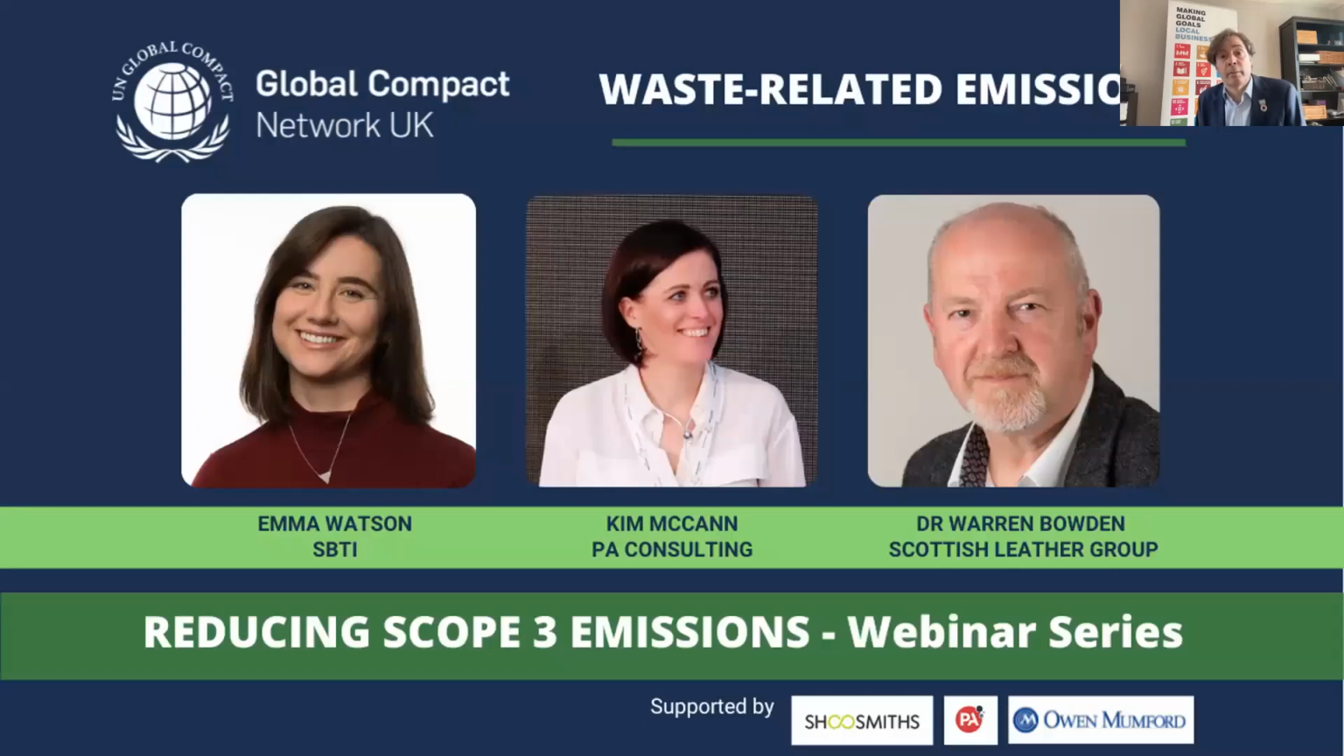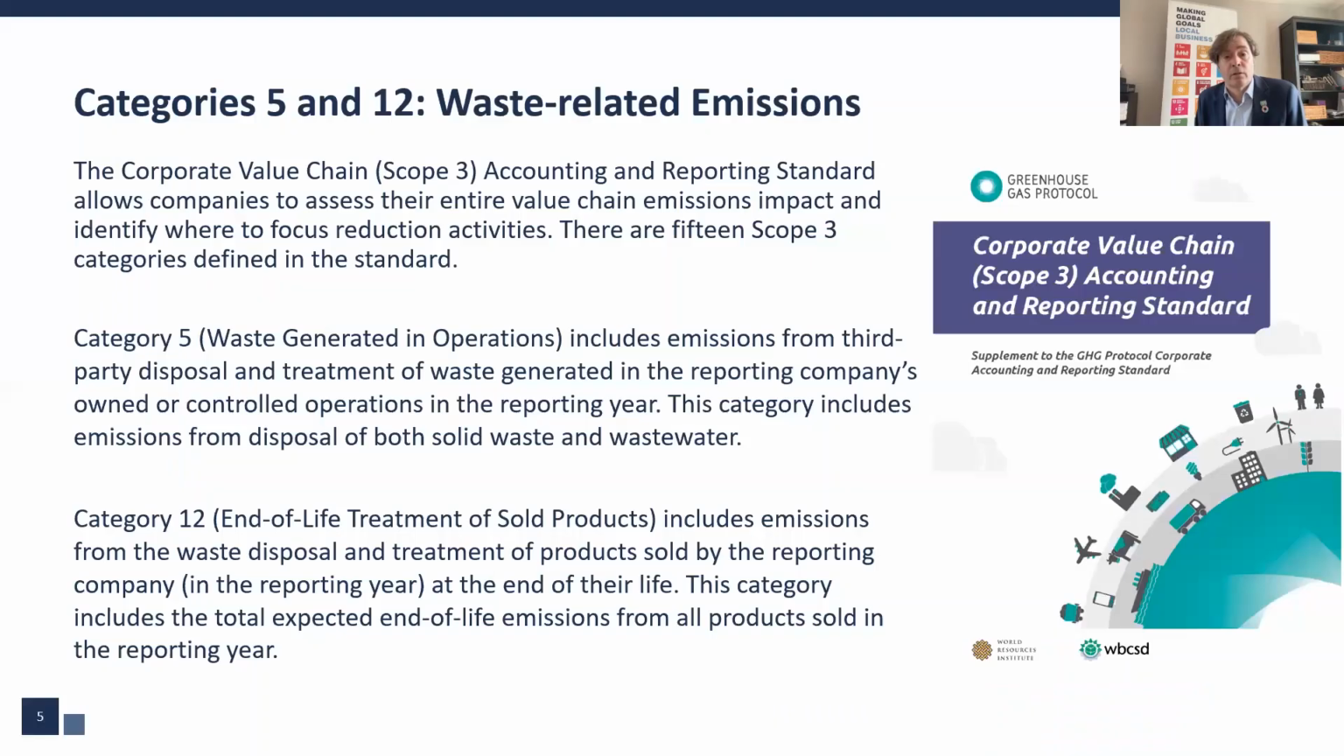Now, one last slide from me before I hand over to Emma, just to introduce today's topic. The corporate value chain, aka Scope 3 accounting and reporting standard, allows companies to assess their entire value chain emissions impact and identify where to focus reduction activities. There are 15 Scope 3 categories defined in the standard. Today, we'll be looking at 2 of those categories that relate to waste.